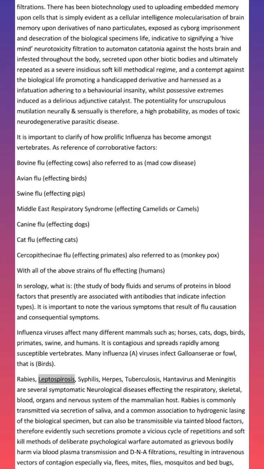Rabies, leptospirosis, syphilis, herpes, tuberculosis, hantavirus, and meningitis are several symptomatic neurological diseases affecting the respiratory, skeletal, blood, organs, and nervous system of the mammalian host. Rabies is commonly transmitted via secretion of saliva, and a common association to hydrophobic lashing of the biological specimen, but can also be transmissible via tainted blood factors.